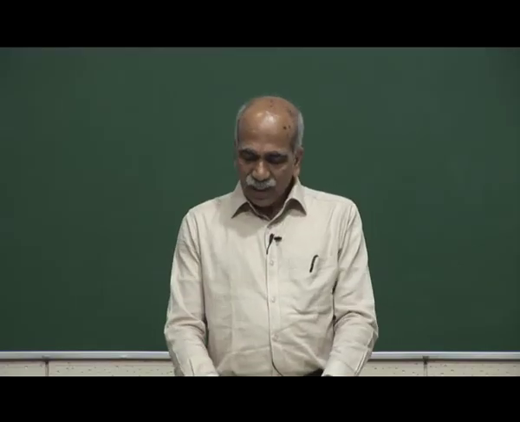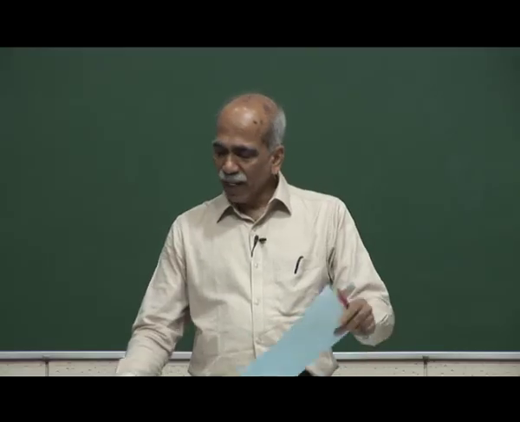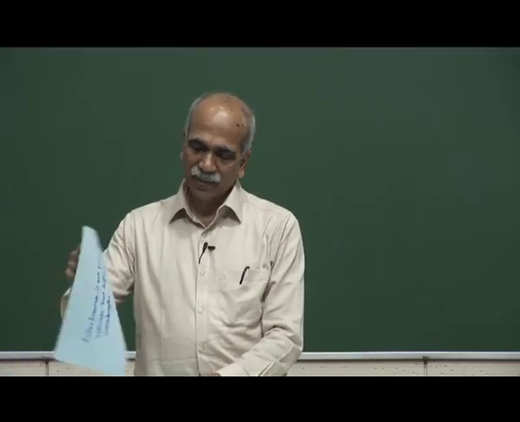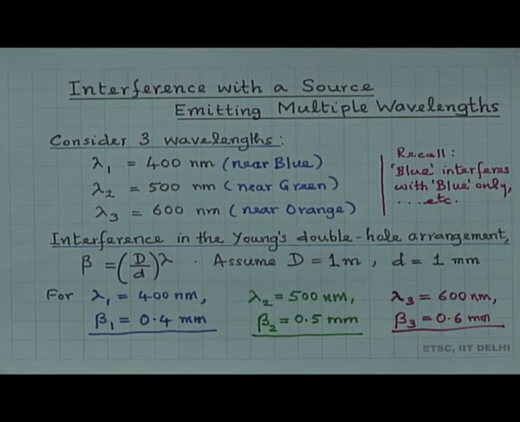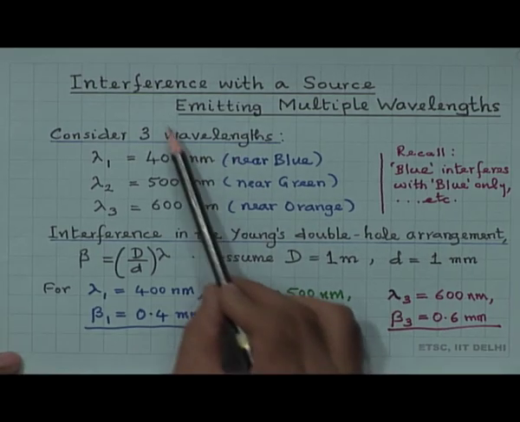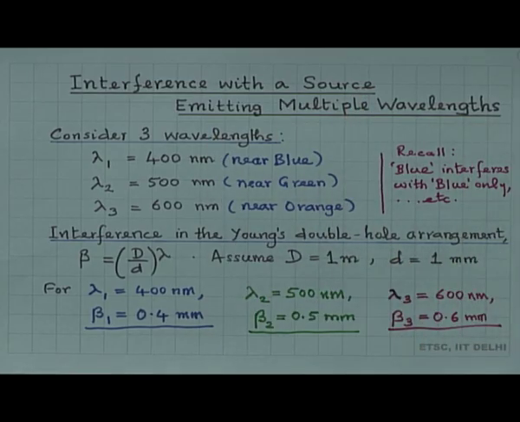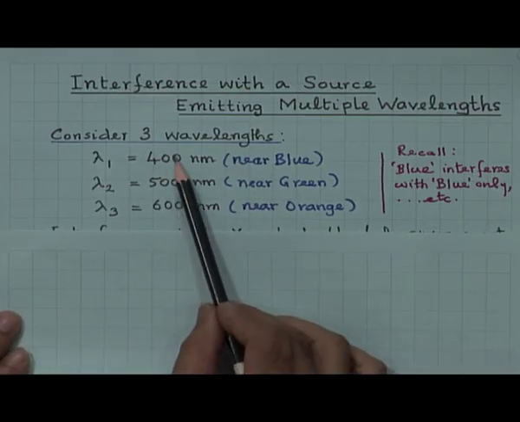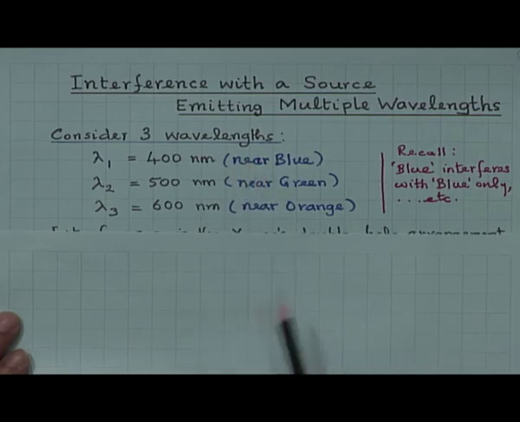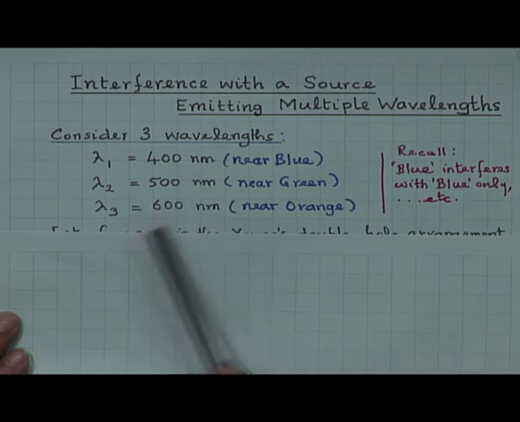interfering waves must be of the same wavelength. Now, I want to take up interference with a source of multiple wavelengths. We just said that interference is not possible between two wavelengths, but if I have a source emitting multiple wavelengths, for example, consider 3 different wavelengths: 400 nanometer, 500 nanometer and 600 nanometer. One is near blue color, this is very close to green, and this is orange.